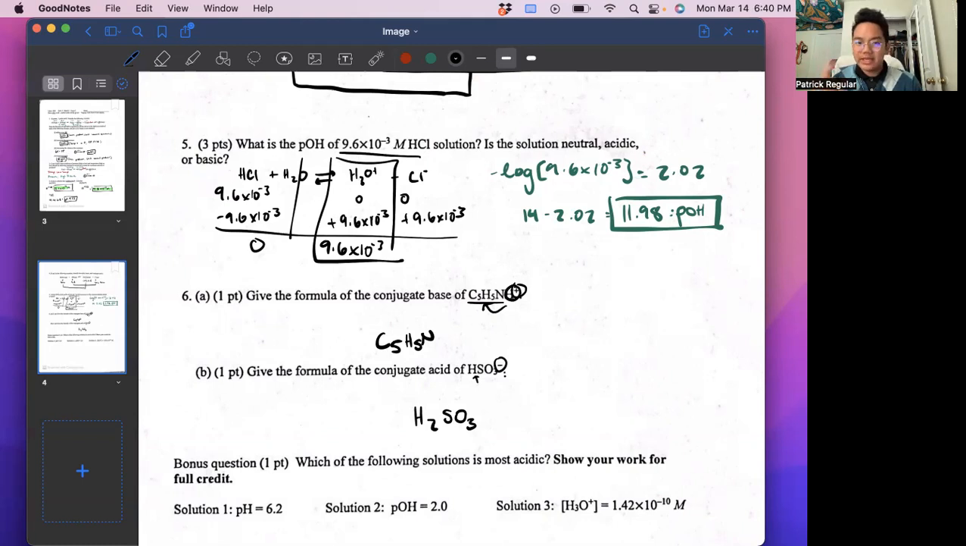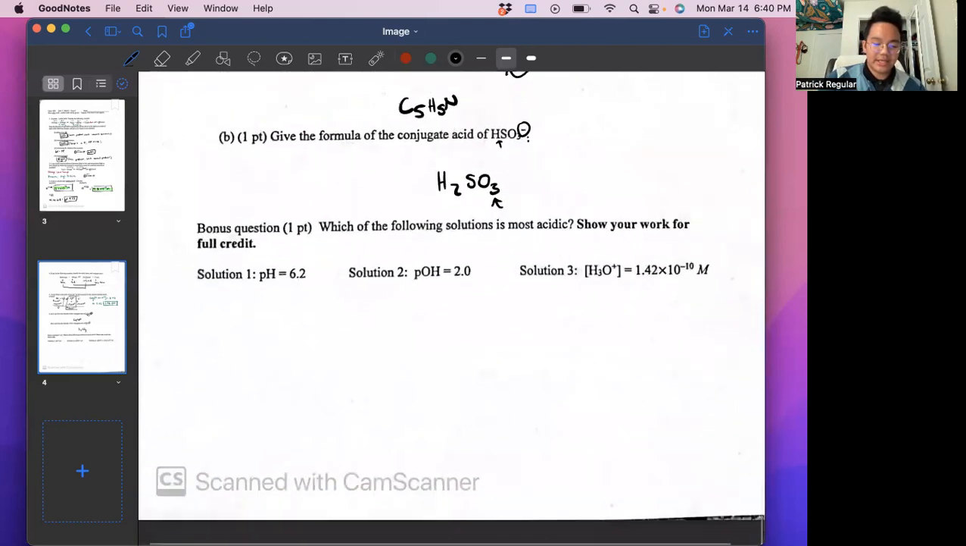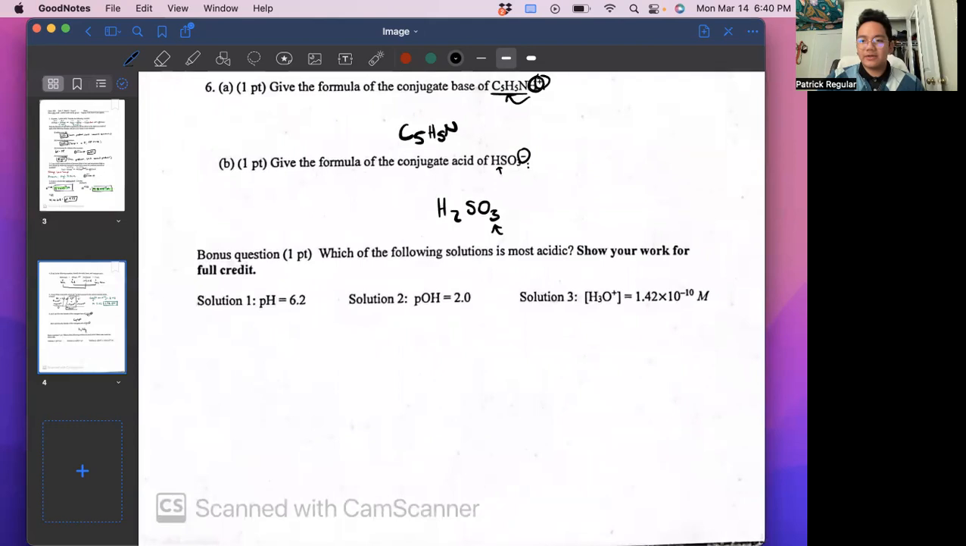And yeah, that's kind of it. And don't mistake that. Note, remember sulfurous acid is H2SO3. So if you do any calculations with that, make sure you don't fully dissociate it. Now for this bonus question right here, which of the solutions is the most acidic? So by definition, most acidic would have the lowest pH or the highest pOH.